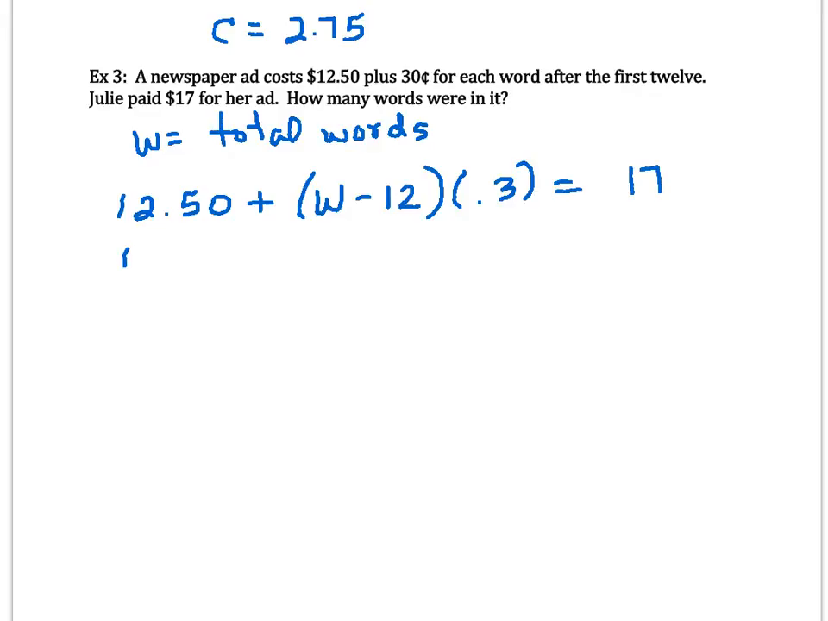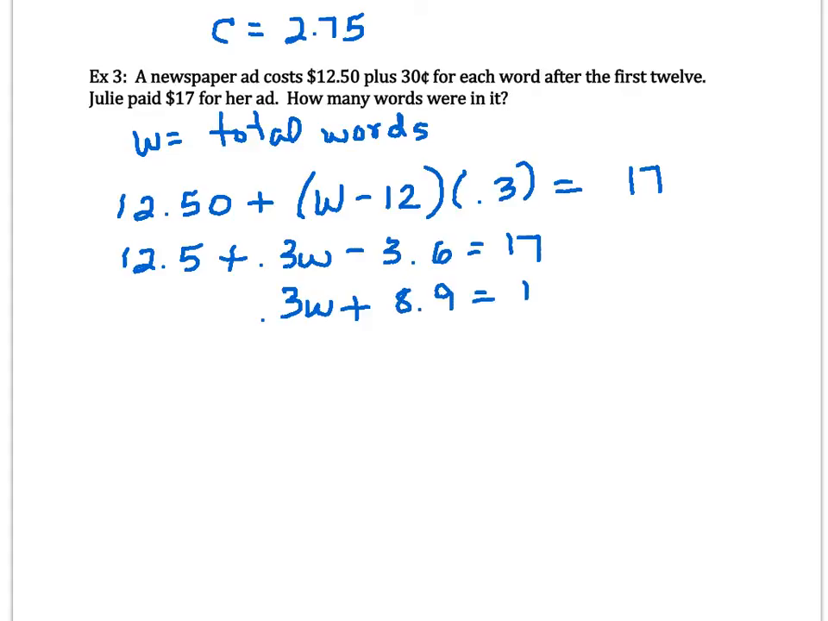So we're going to distribute 0.3, and this is what we end up with our equation. And I'm going to add 12.5 and negative 3.6 and get 8.9. So I've got 0.3W plus 8.9 equals 17. And I'm going to subtract 8.9 on both sides.